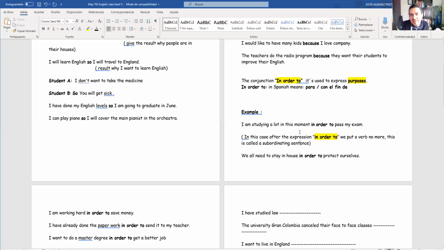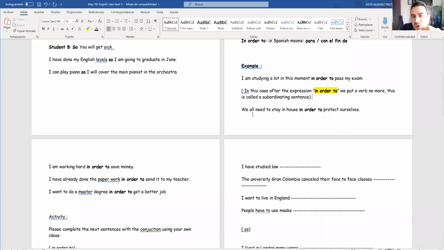Quiere decir que sigue perteneciendo a esta oración, digámoslo así, pero está subordinado, o sea, está dando como otra función a la oración, ¿ok? Entonces, ¿cómo traduciría eso? I'm studying a lot in this moment in order to pass my exam. Estoy estudiando mucho en este momento con el fin de, ¿cierto? Con el fin de pasar mi examen. No más. No tengo que ponerle otra vez ni el sujeto ni nada de eso, sino only the verb. Un verbo, no más, ¿ok?